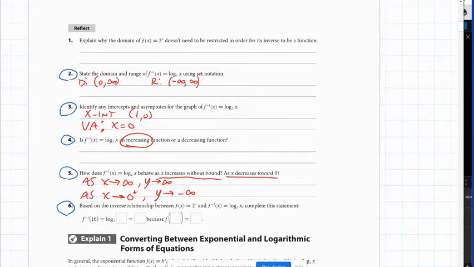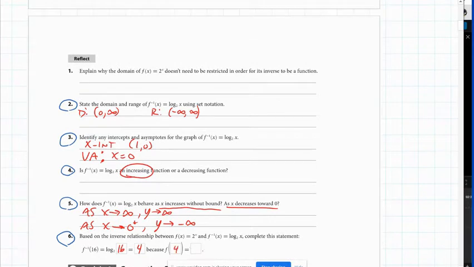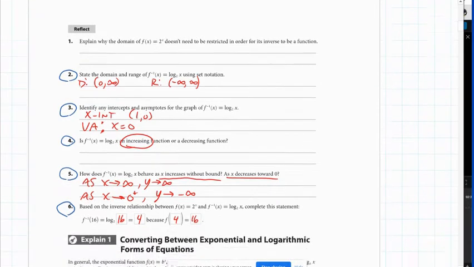Okay, and based on the inverse relationship between f of x equals 2 to the x and f inverse, complete this statement. F inverse of 16 is log base 2 of 16. So what power would you raise 2 to get 16? To the 4th power. So log base 2 of 16 equals 4 because f of 4 equals 16.